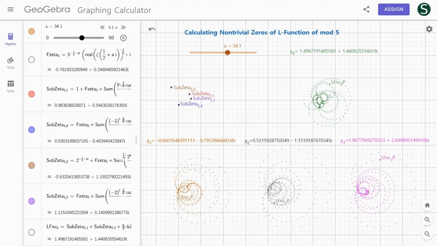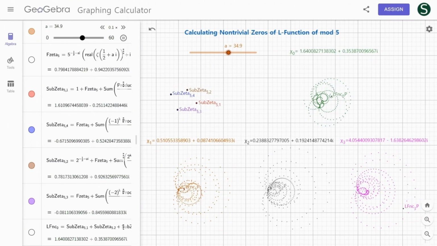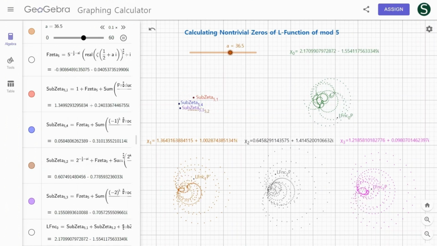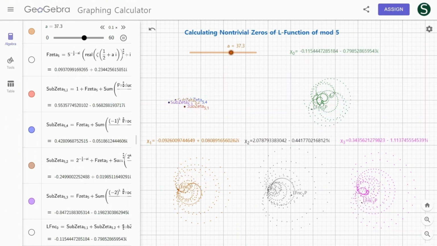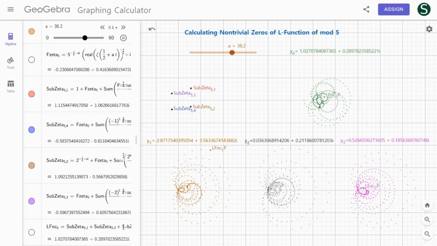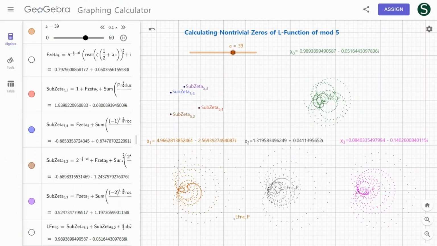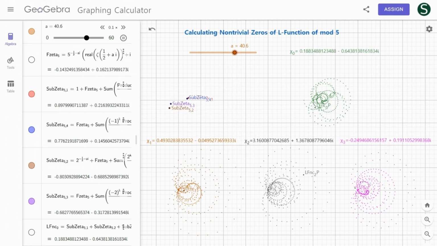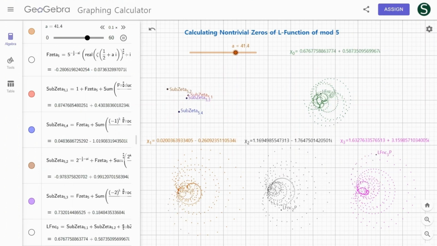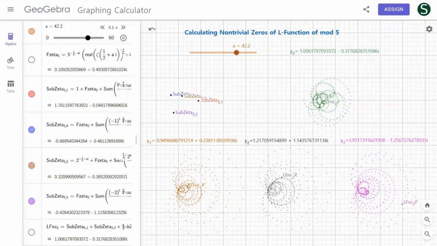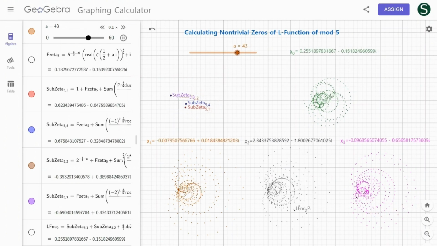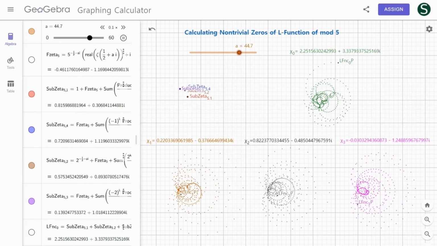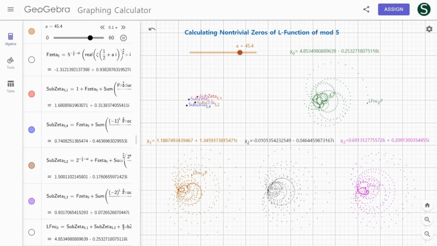The L function chi1 is the subordinate zeta function 5, 1 plus 5, 2, i minus 5, 3, i minus 5, 4, and the L function chi2 is the subordinate zeta function 5, 1 minus 5, 2 minus 5, 3 plus 5, 4. The L function chi3 is the subordinate zeta function 5, 1 minus 5, 2, i plus 5, 3, i minus 5, 4.